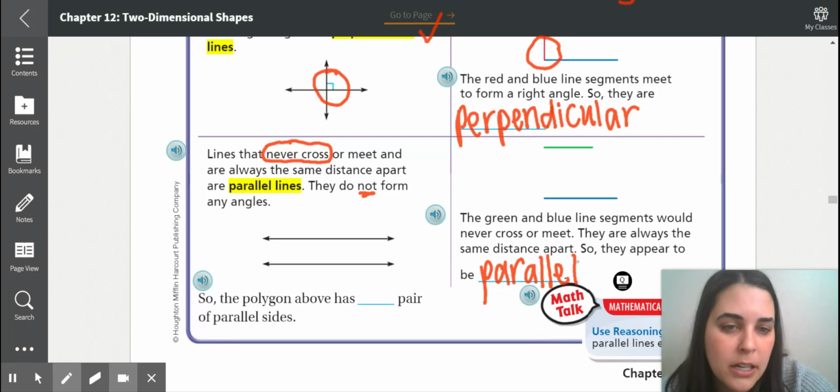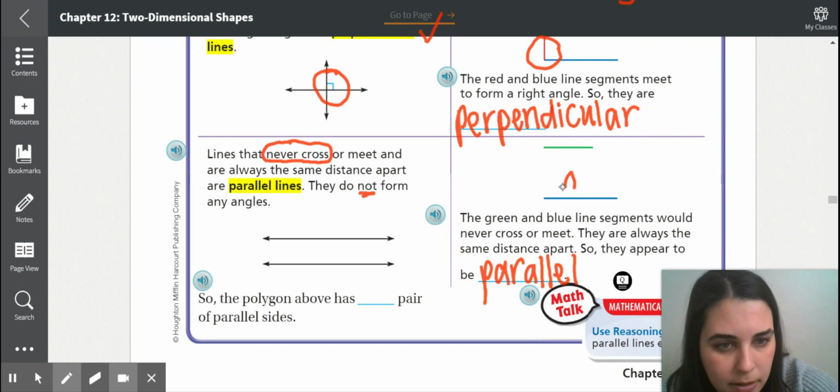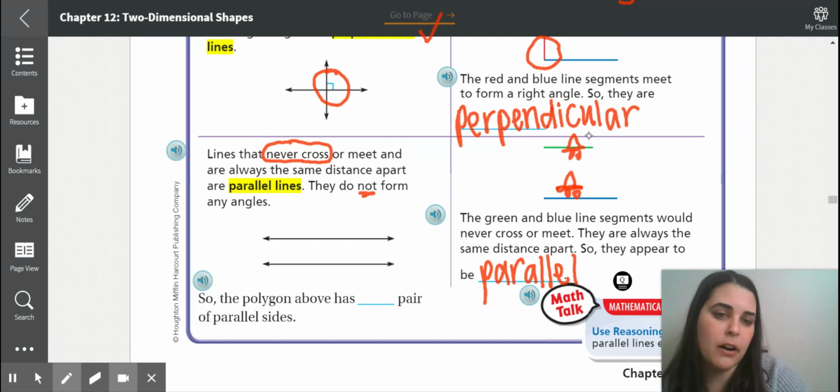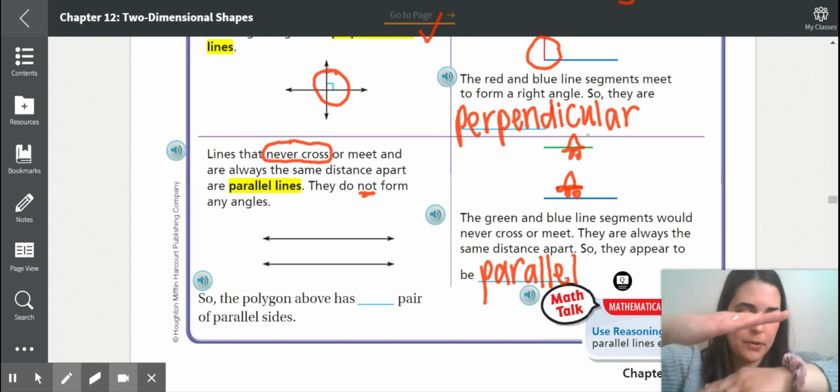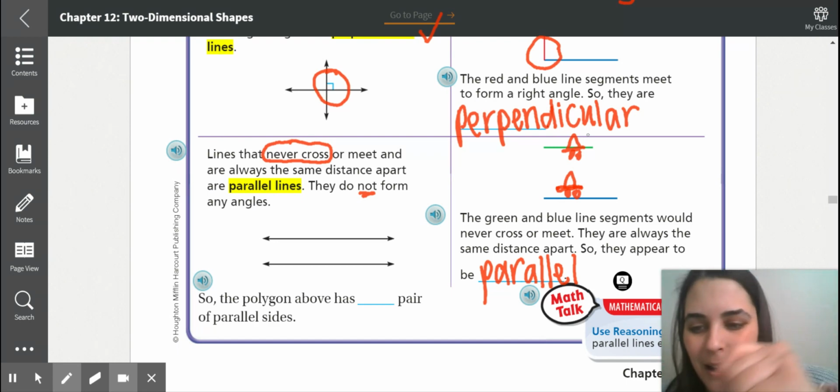I like to think of parallel lines being like lines in a road that cars drive on. So if I would put a little car here and put a car here, those two cars would never crash into each other. They're always going to be on those parallel lines. Okay.